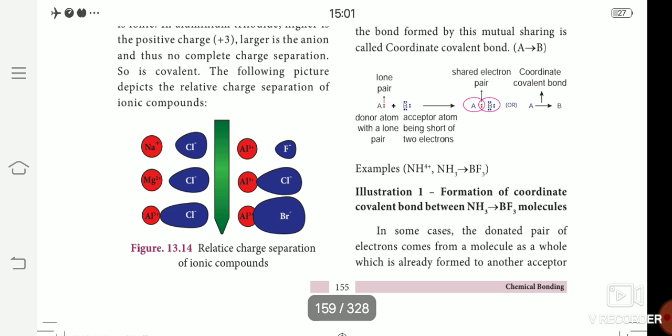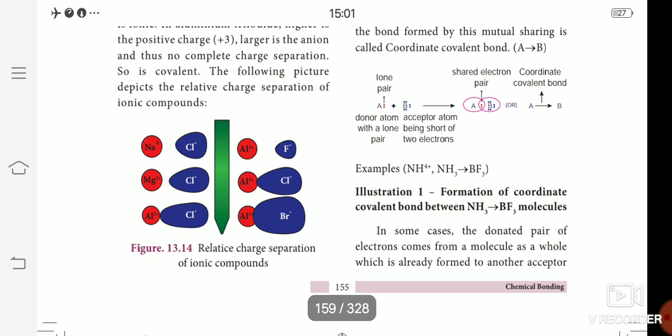And then another one, magnesium chloride. Magnesium is positive charge and chlorine is negative charge. Then aluminium chloride. Aluminium is positive charge and chlorine is negative charge. The next one is aluminium fluoride. Aluminium positive, fluorine negative. Then aluminium chloride, then aluminium bromide. Aluminium positive, chlorine and bromine are negative ions.